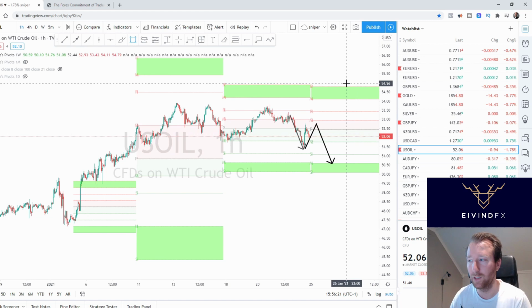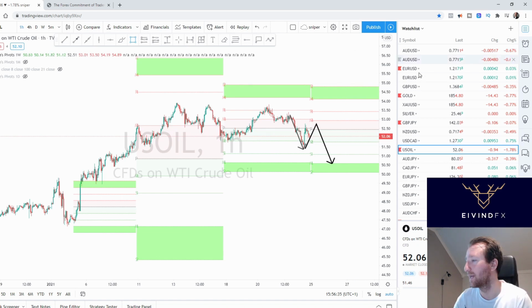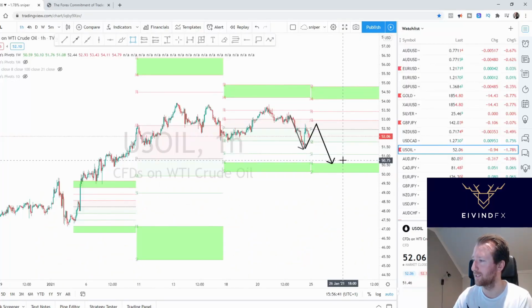The last but not least, the US oil. What are we expecting for next week? We're actually expecting this one to fall. The pullback now on Friday was thumbs up, and we're looking to short it down to 50-50. Minimally.